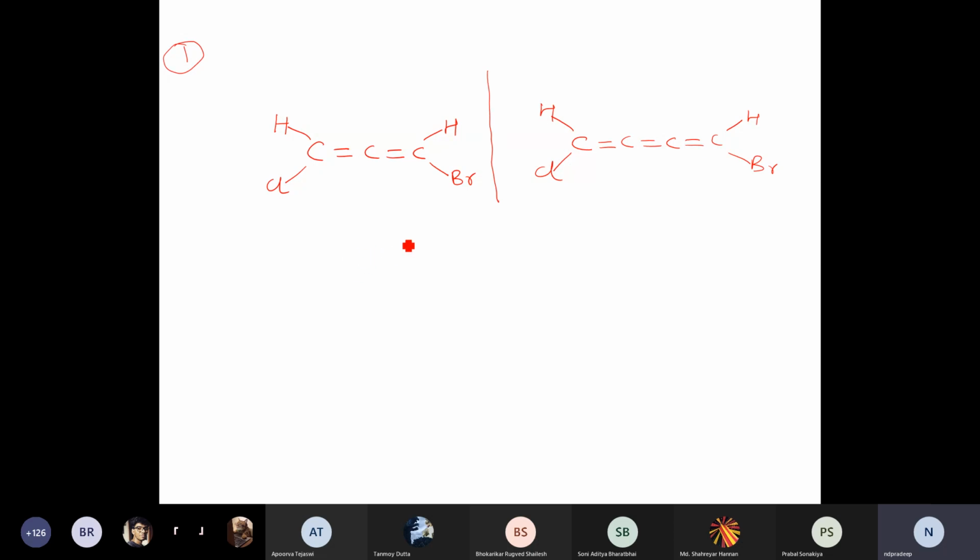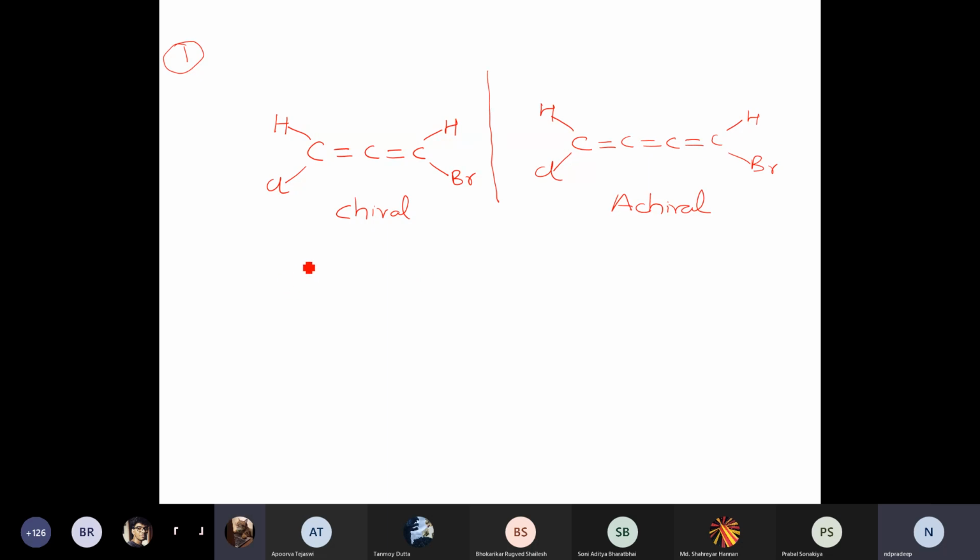We are going to formulate it. What do you think? Which will be chiral here? The first one will be chiral, and the second one will be achiral. Okay, that is fine. Very good. Now the question, you have to tell me the reason why.